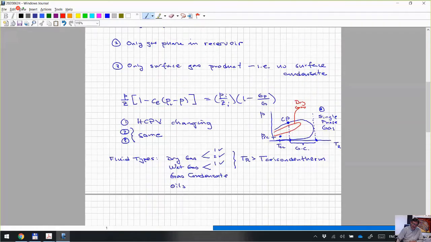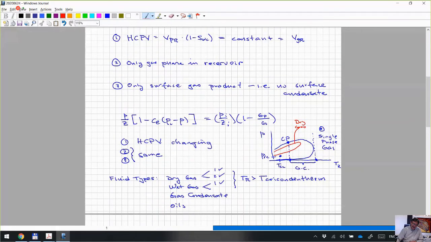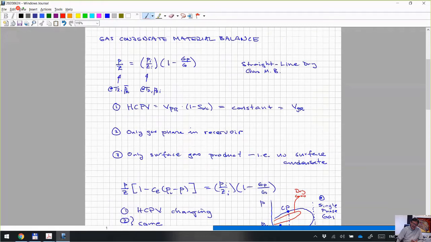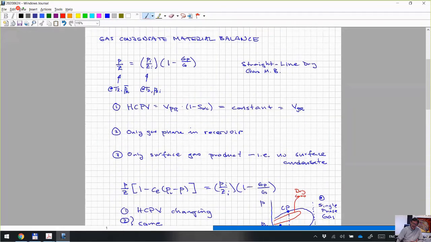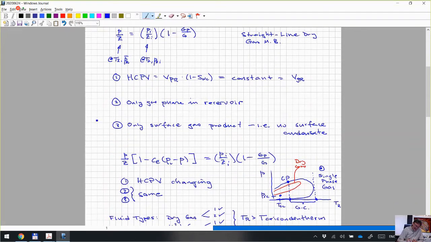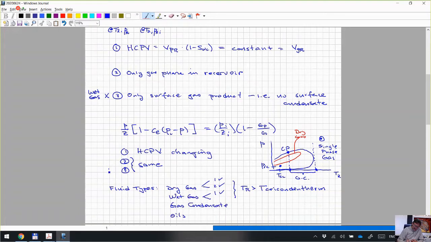So if you have a wet gas, how do you modify or use these equations here? Can you use them? And if so, how do you do that? I'd like you all to suggest something. So if we have a wet gas, this is being violated here, and it's being violated here for wet gas.